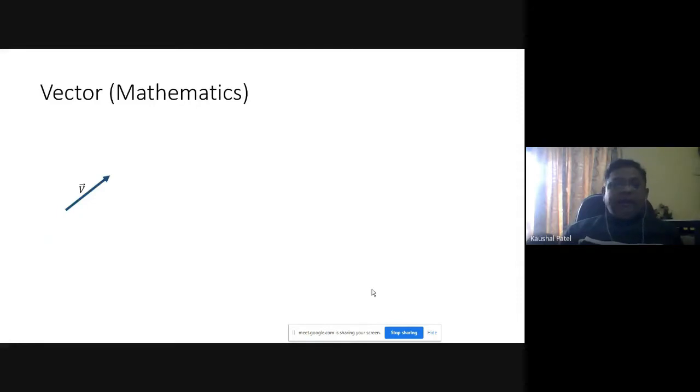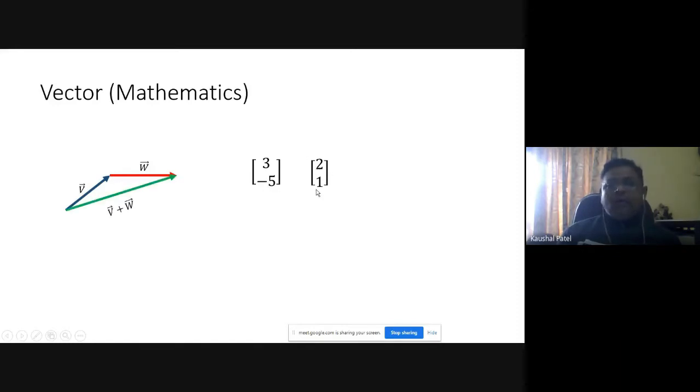Now vector in mathematics. A vector in mathematics can be defined as 3 and 5. But what is the meaning of 3 and 5? The 3 is in the x direction. So take two vectors V and W. The first vector is 3 and minus 5, the second vector is 2 and 1. The resultant vector is the addition of the two vectors, so this is 3 plus 2 and minus 5 plus 1. Similarly, we get 5 and minus 4.